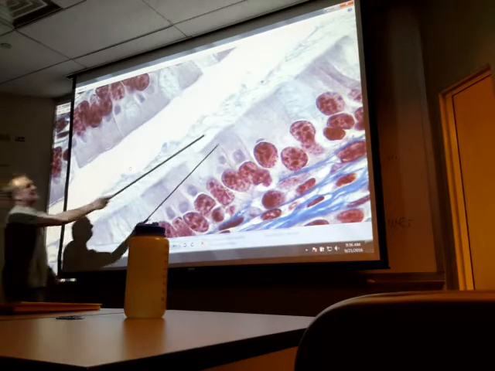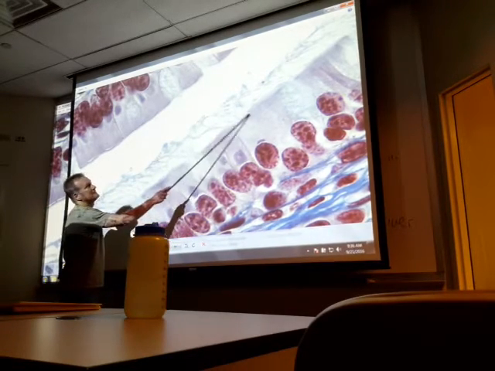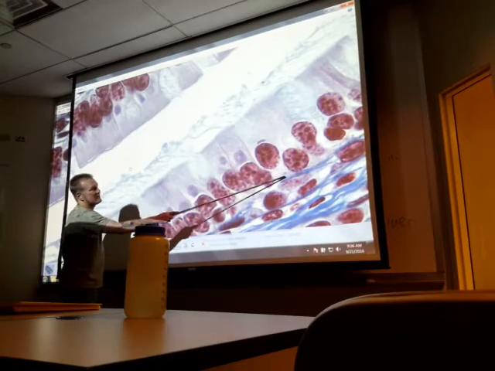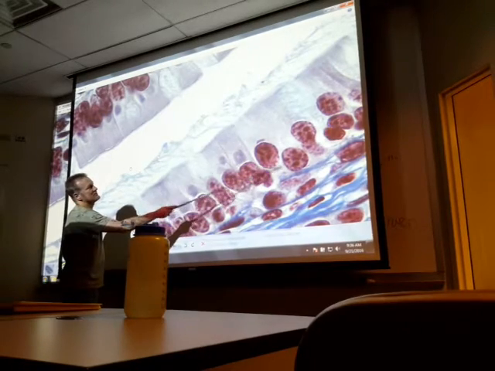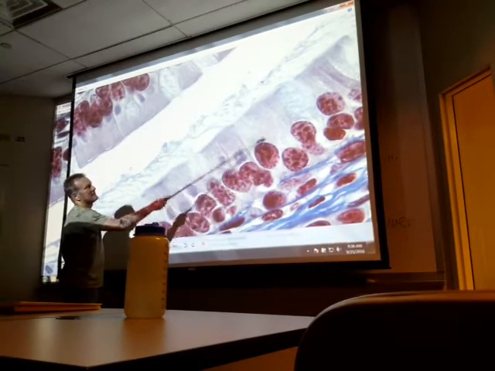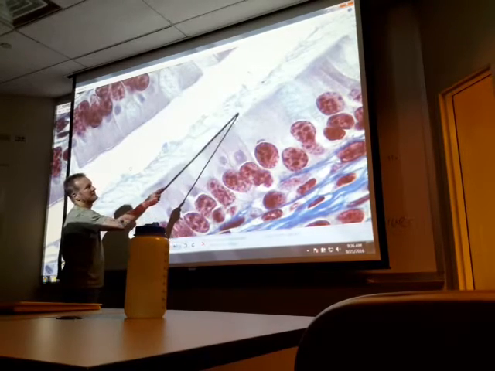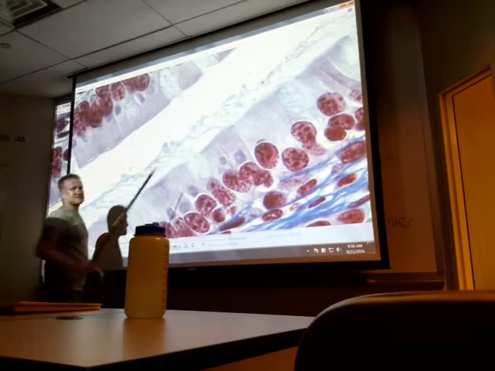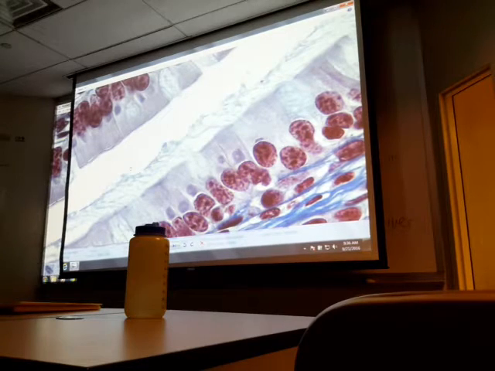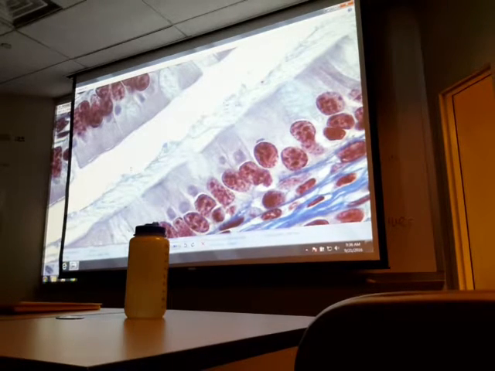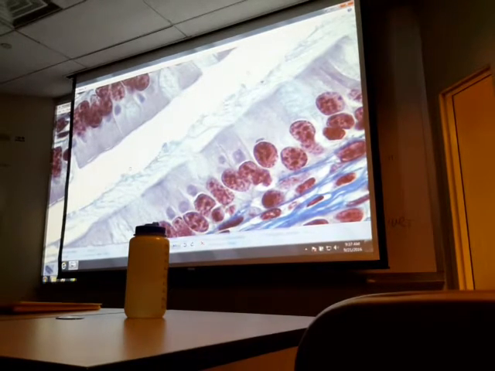Name this layer. Mucosa. Name this tissue. Simple. Name this organ. Small intestine. You see the different questions. None of them are difficult, but listening skills are very, very critical.